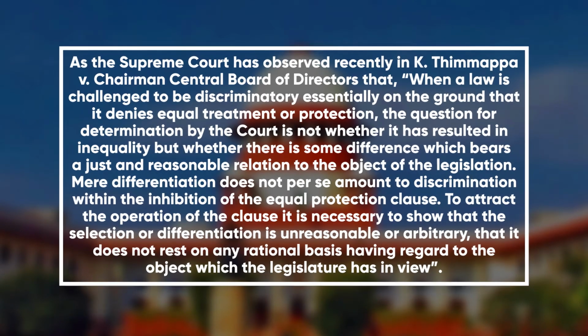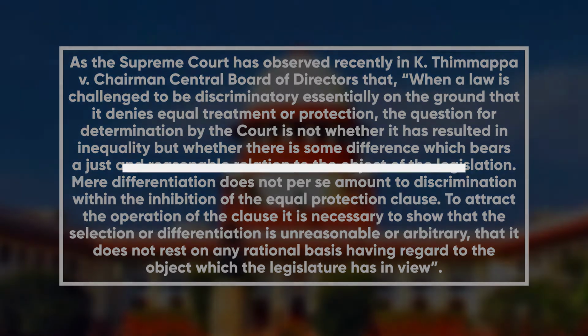As the Supreme Court has observed recently in K. Thimmappa versus Chairman Central Board of Directors, when a law is challenged to be discriminatory essentially on the ground that it denies equal treatment or protection, the question for determination by the court is not whether it has resulted in equality, but whether there is some difference which bears a just and reasonable relation to the object of the legislation. Mere differentiation does not per se amount to discrimination within the inhibition of the Equal Protection Clause. To attract the operation of the clause, it is necessary to show that the selection or differentiation is unreasonable or arbitrary, that it does not rest on any rational basis having regard to the object which the legislature has in view.